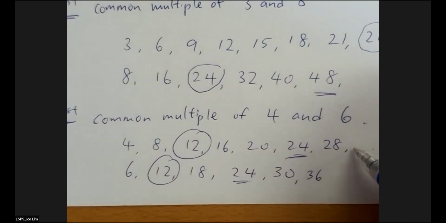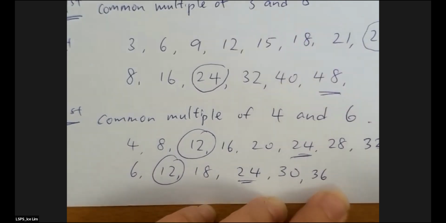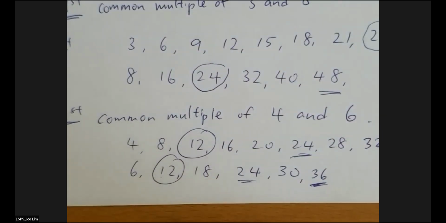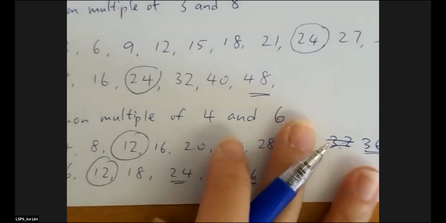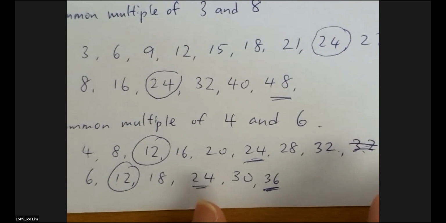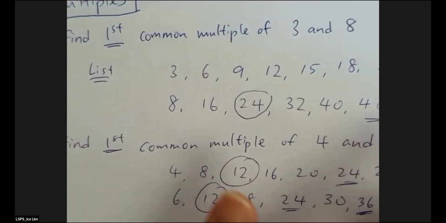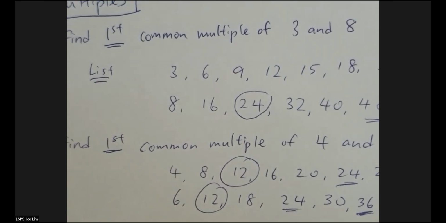So I have 4 times 7, 4 times 8, 4 times 9, so I have a few common multiples. But the first one is 12. So if I can find the first one quickly and accurately, I don't have to go all the way to 24. The question here is find the first one. Is that okay?